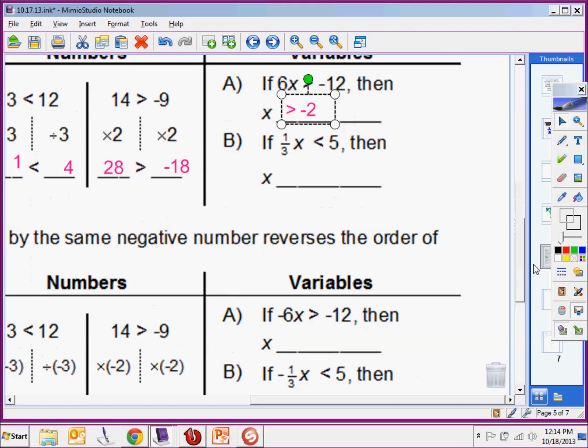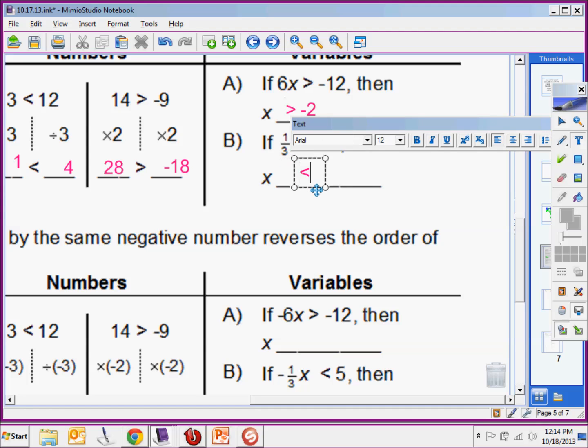Alright, so let's look at B. B, I am technically multiplying by 1/3, or I'm dividing by 3. So what's the opposite of dividing by 3? Multiply by 3. So what I do to one side, I have to do to the other. So x is what? Less than 15. X is less than 15.